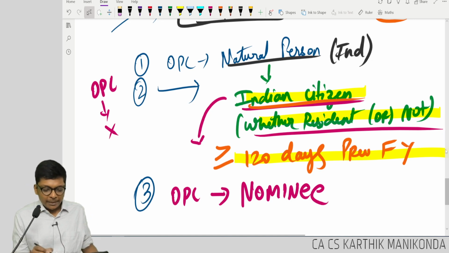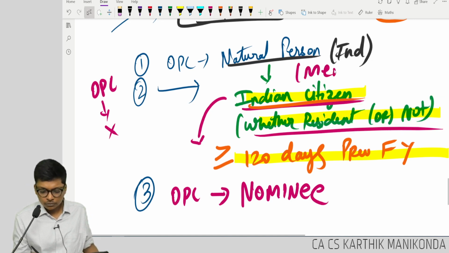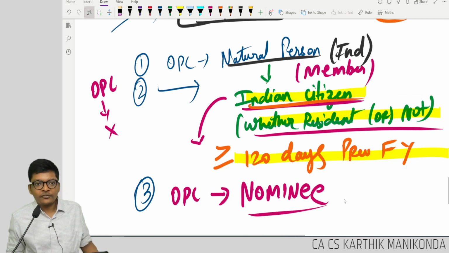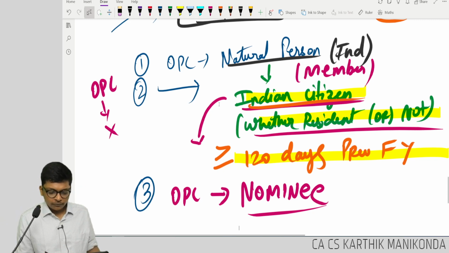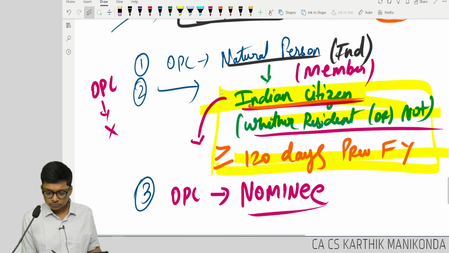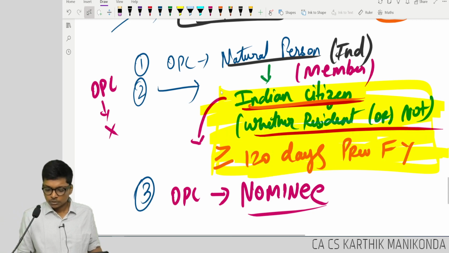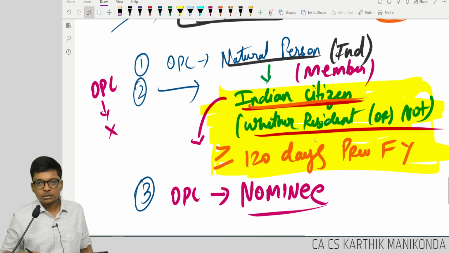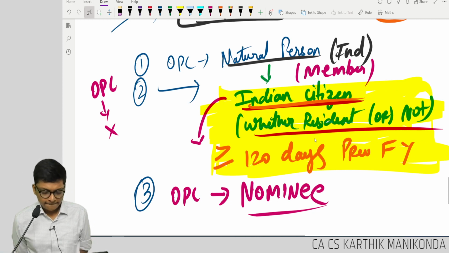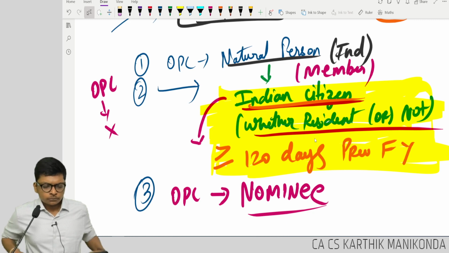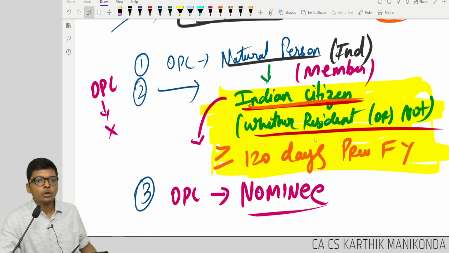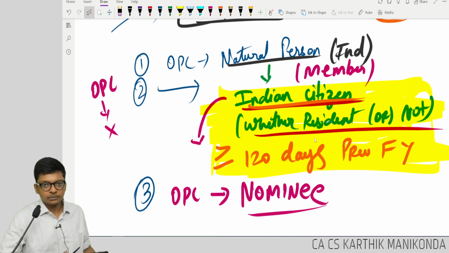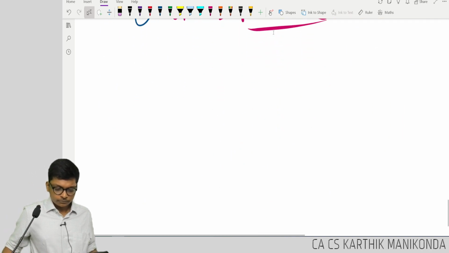So both the member of a one-person company and the nominee of the company, both should satisfy the above point. Are you following, guys? Clear? Understood? Perfect. So what to remember for the exam? Member or nominee should satisfy the above provisions. Indian citizen, whether resident or not, but stayed in India for more than or equal to 120 days. Clear? Easy, guys. Next.